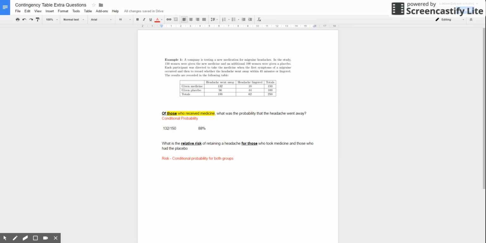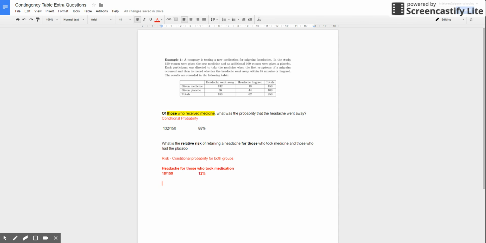So what is the relative risk of retaining a headache for those who took medication and those who had the placebo? Luckily, we know over here, these are the people who took the medication and the headache went away. So let's just do a bit of grouping, making sense of it. The headache for those who took medication, we know is going to be 18 out of 150. And I'm just guessing, but it's probably about 12%.